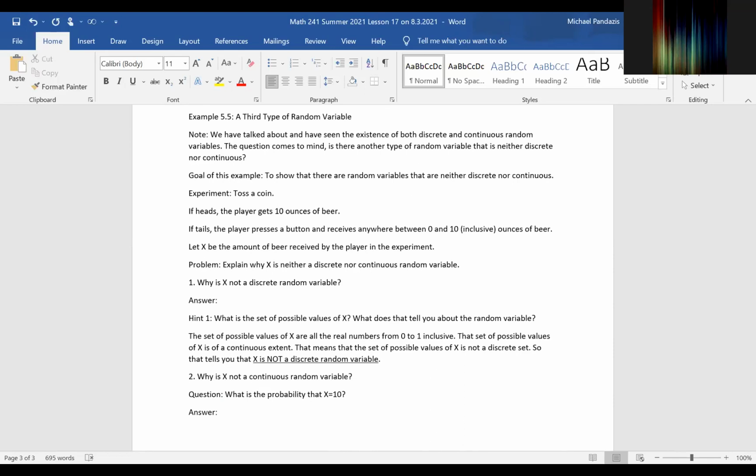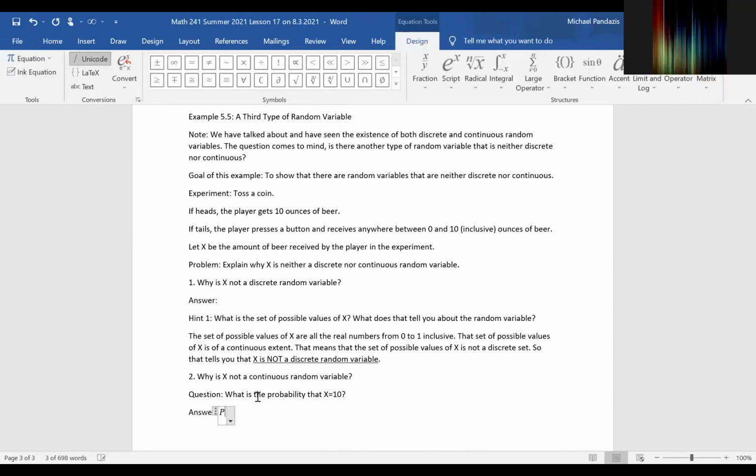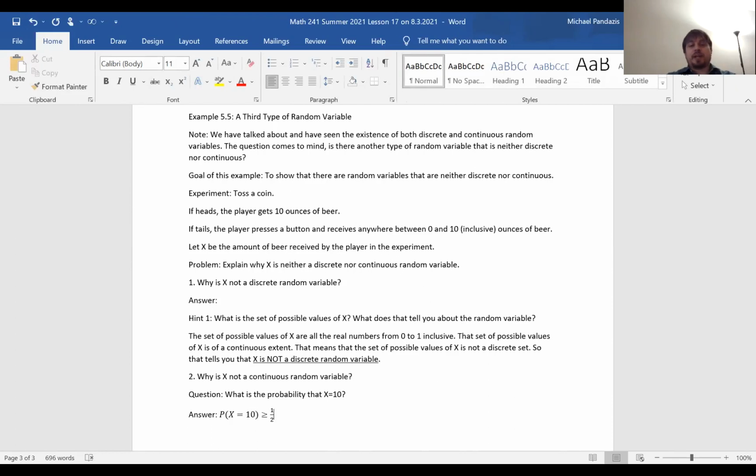So it's like greater than or equal to 1/2. Good. Exactly. The probability that x equals 10 is greater than or equal to 1/2. Correct. Right? So the probability that capital X equals 10 is greater than 1/2. But what does that tell you about the probability that x equals 10?